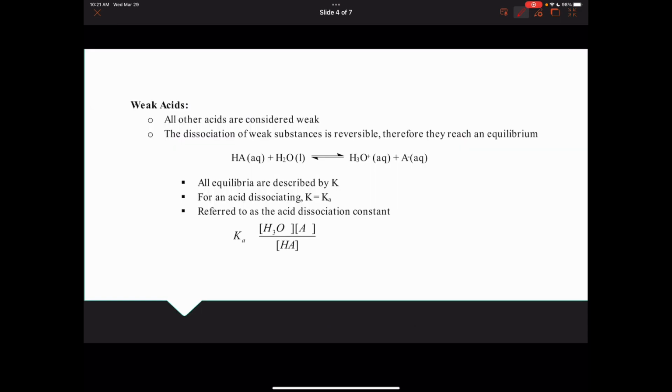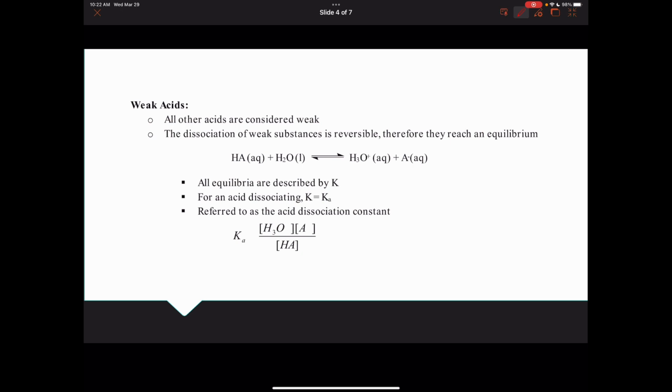Now, when it comes to our weak acids, all other acids are considered weak. So again, this is why we need to know those 6 strong acids. When we look at any acid that we're given, if it's one of those 6, it's a strong acid. If it's not one of the 6, it's weak. So all other acids are considered to be weak. Now, the dissociation of weak substances is reversible. Therefore, they're going to reach an equilibrium.